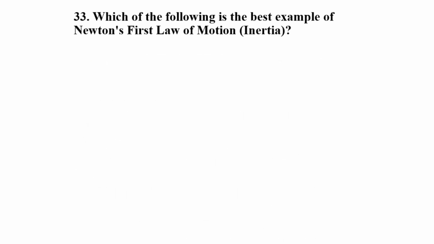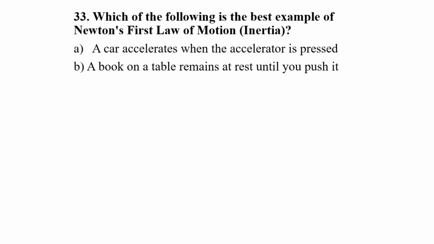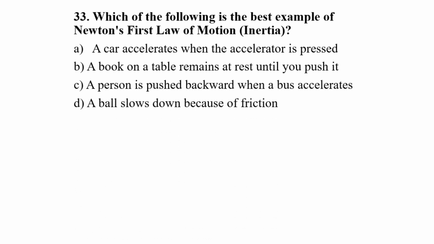Question number 33. Which of the following is the best example of Newton's first law of motion or inertia? A. A car accelerates when the accelerator is pressed. B. A book on a table remains at rest until you push it. C. A person is pushed backward when a bus accelerates. D. A ball slows down because of friction.